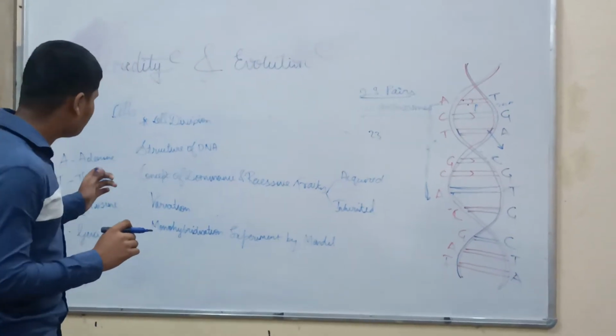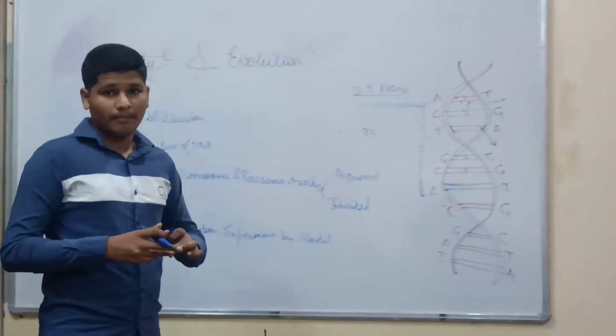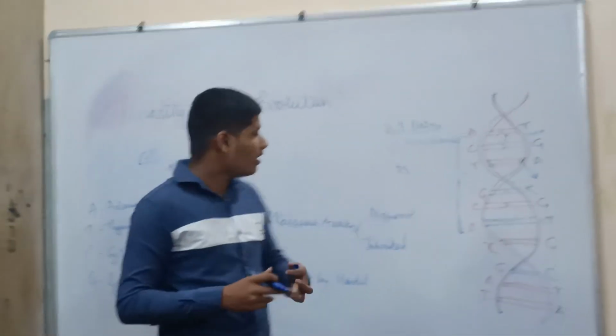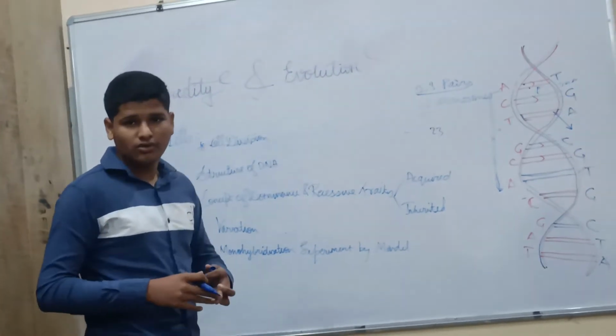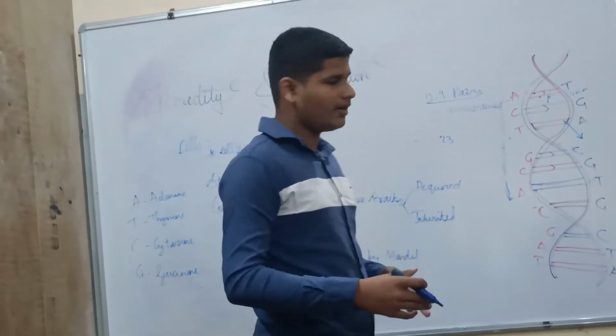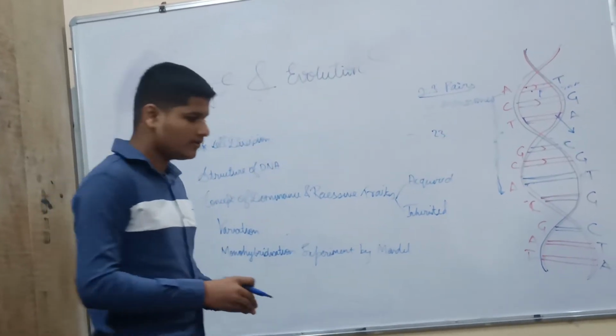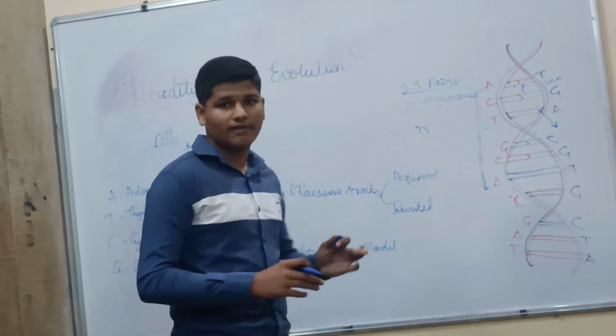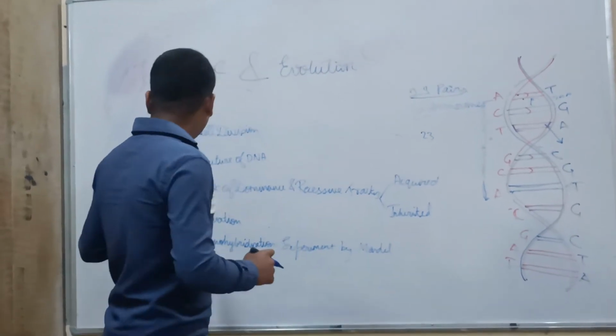Cell division. Cell division is of two types: mitosis and meiosis. Mitosis is the type of cell division in which a single cell divides into two daughter cells, in which the number of chromosomes is maintained. And meiosis is the type of cell division in which a single cell divides into four daughter cells.